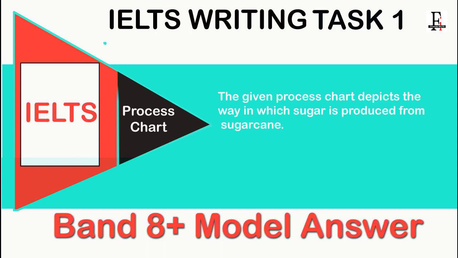Now suppose you get a question on how sugar is produced from sugarcane. You can write: The given process chart depicts the way in which sugar is produced from sugarcane.